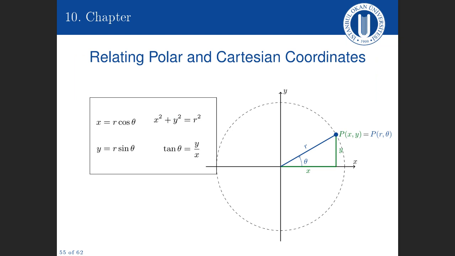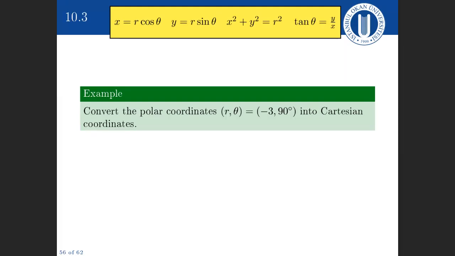We can relate polar and Cartesian coordinates together using these formulae. From the picture, we just use trigonometry to see that x must be the same as r cos theta and y must be the same as r sin theta. So of course, x squared plus y squared is the same as r squared, and tan theta must be y over x. I'll put these four formulae at the top for the next few slides.